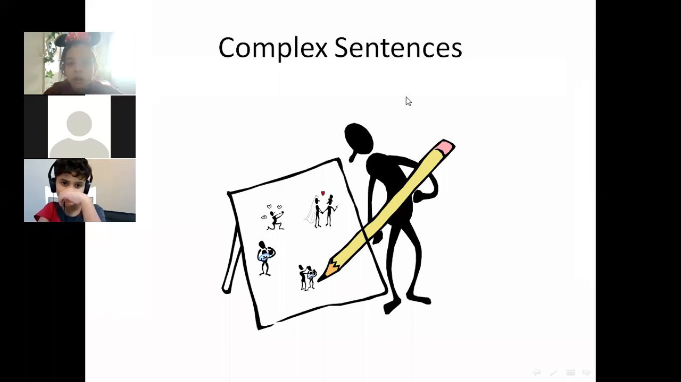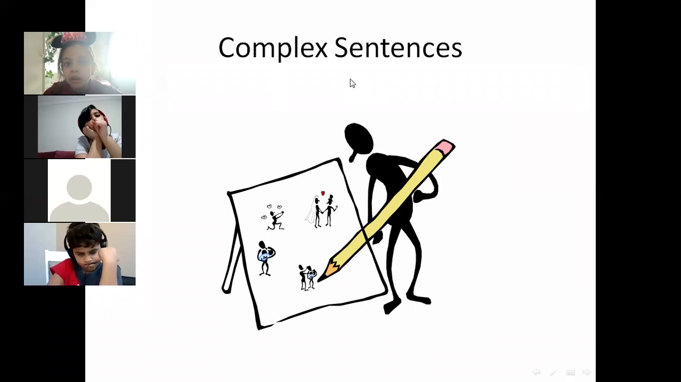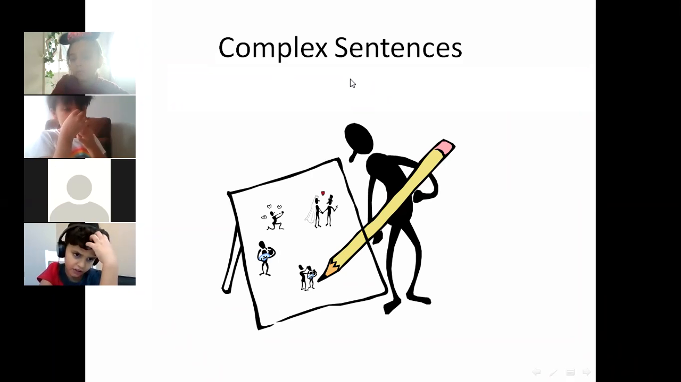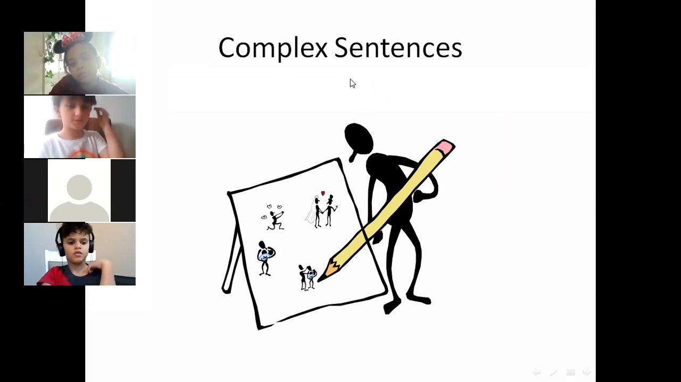Today is about complex sentences. In the beginning, what is the sentence, grade 3? A sentence is a group of words that come together to make information and give details. Okay, excellent. So the sentence is a group of words that give us a complete thought.